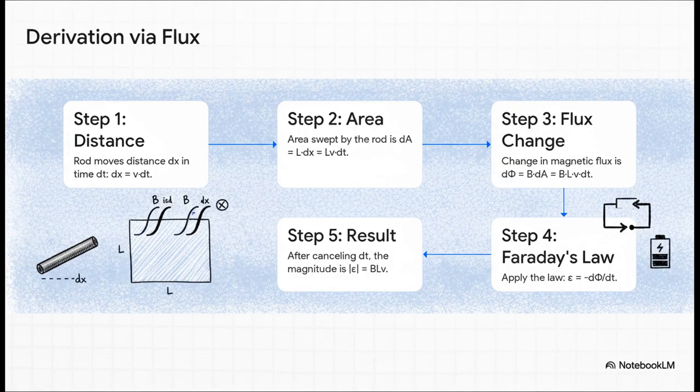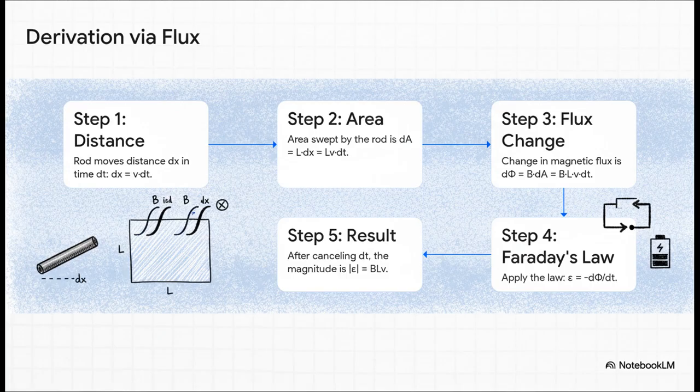In a tiny little bit of time, dt, the rod moves a tiny distance, dx. This motion sweeps out a new little sliver of area, dA. So the change in magnetic flux, dΦ, is just the strength of the B field times this new area. Now, here's the magic moment. We plug this right into Faraday's law. The induced EMF is the rate of change of flux.